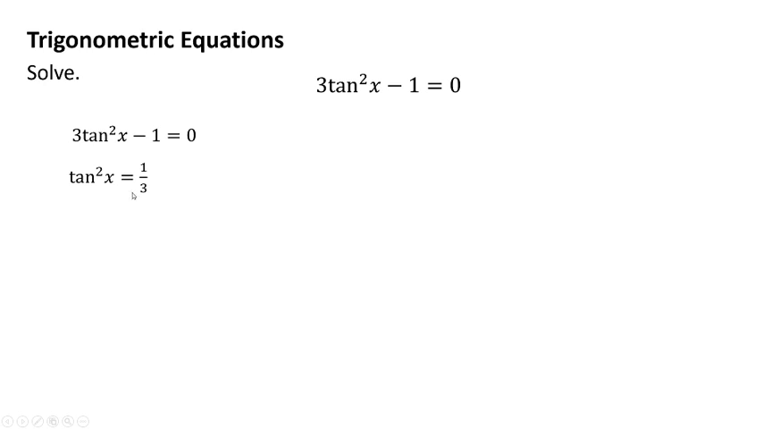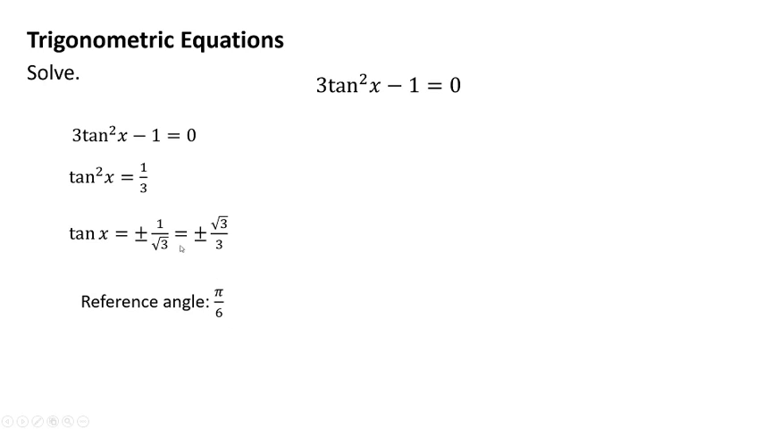And now if I take the square root of both sides here, I get tangent of x is equal to plus or minus 1 over the square root of 3 here, which if I rationalize the denominator, I can get plus or minus radical 3 over 3. Okay, so what are the values for which that's true here? Well, the reference angle here is pi over 6 that we're going to be working with here.